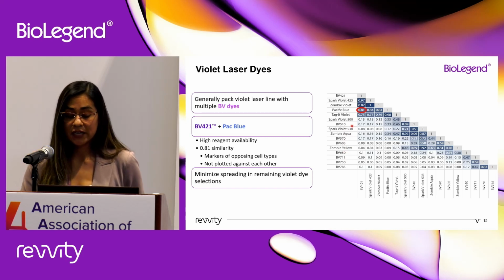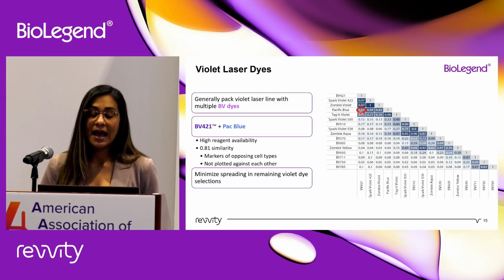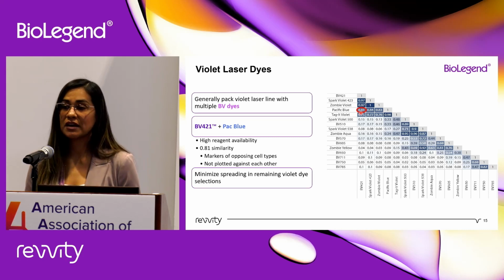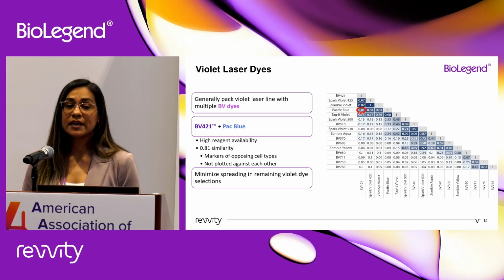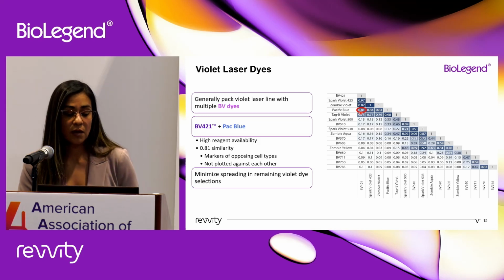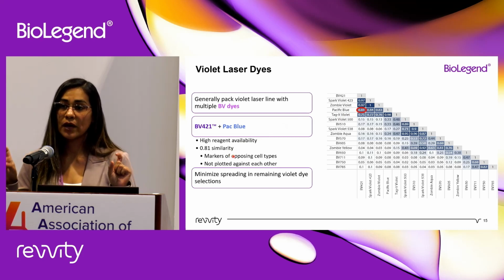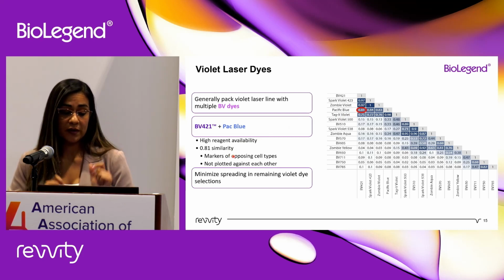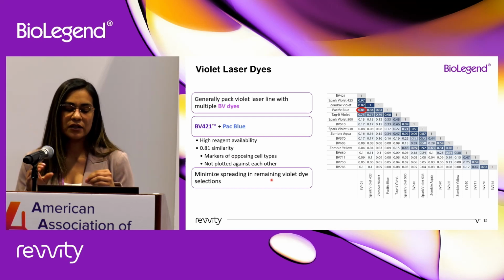However, we have other combinations, such as Pacific Blue and Brilliant Violet 421. Those two have a high similarity index of 0.81. That means that they are similar. However, because both dyes have high reagent availability, we want to include them in our panels. And the technology of spectral cytometry allows us to use them. We just need to take care and take into consideration some aspects. For example, we want to assign these two markers to opposite cell types. That way we are going to avoid plotting them against each other. And when assigning the rest of the Brilliant Violets, we are going to have the same criteria, trying to minimize the spreading.